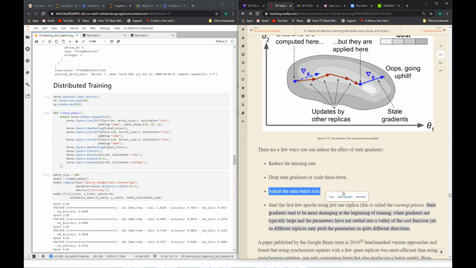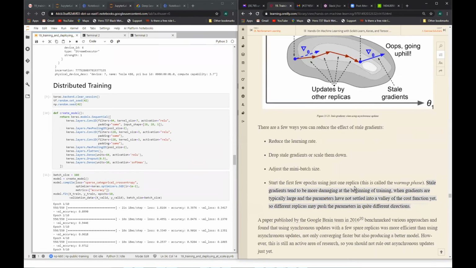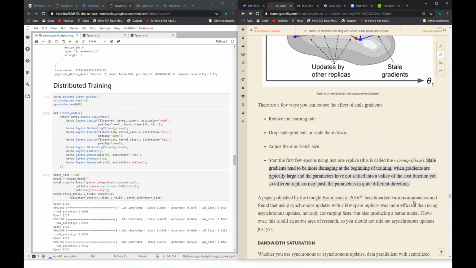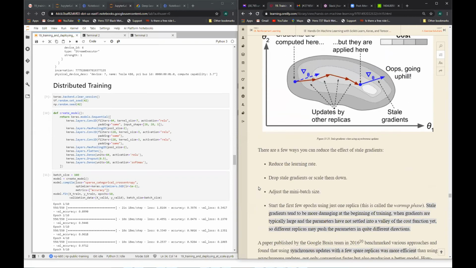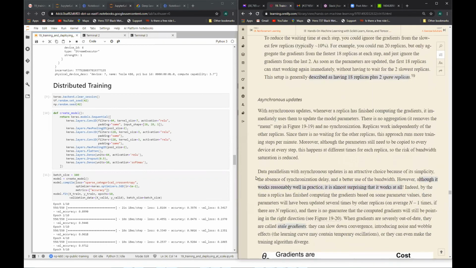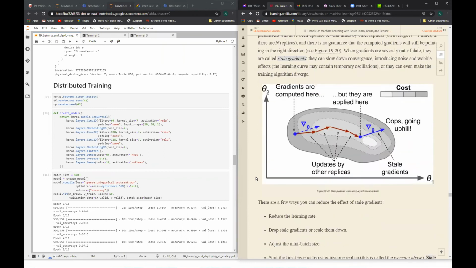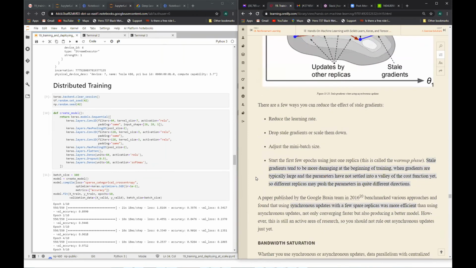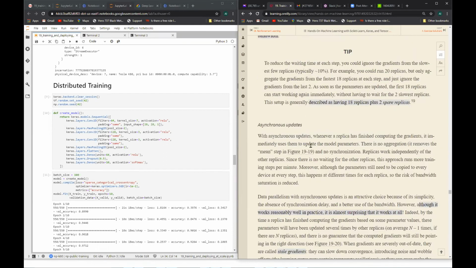I don't know. But I think it's all moot, because one paragraph later, he says that a paper published by Google Brain compared these two methods, the synchronous and asynchronous, and decided that the synchronous ones usually converge faster and produce a better model. Yeah, they are saying that. But I have heard that asynchronous is the most usual. Is that right? I don't know. Yeah, that's what he was saying here.